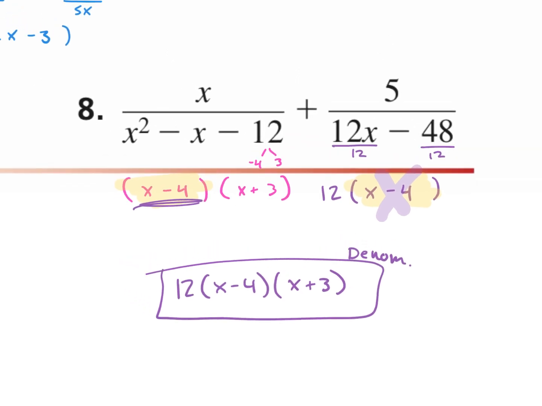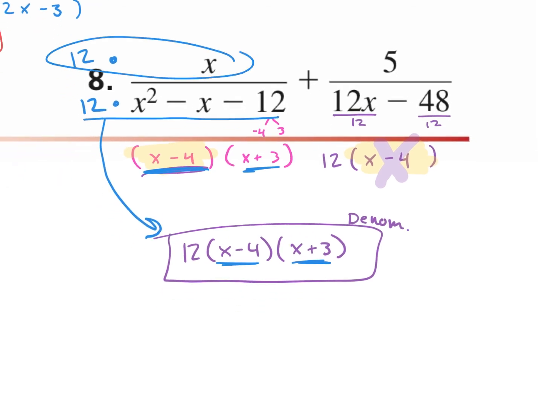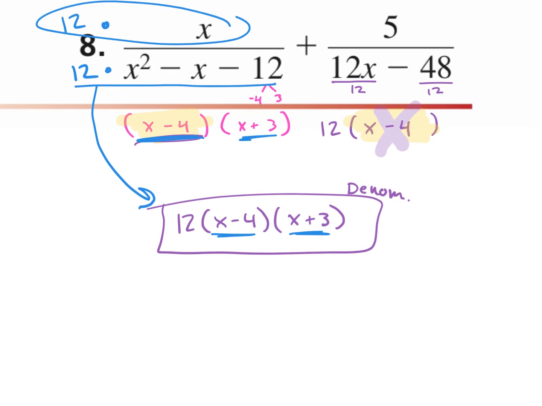What do we have to do next? We got to see what's missing. Just 12, because we already have this x minus 4 and x plus 3, so just 12 is missing. So we have to multiply the top and the bottom by 12. Multiplying the denominator by 12 already gives us this, so we don't even need to multiply that out. We just need to multiply our numerators. So what's 12 times x? 12x.